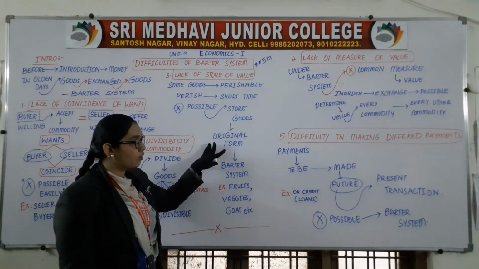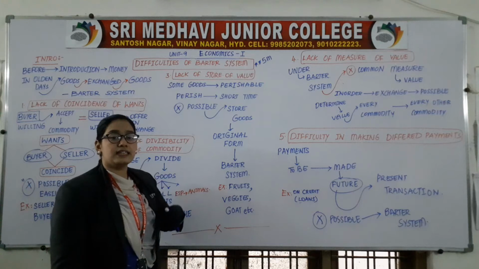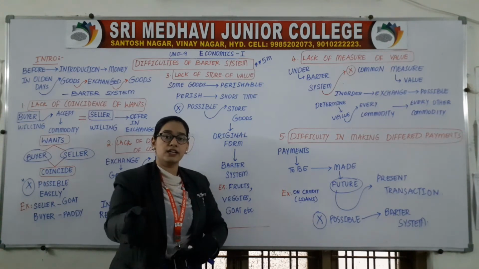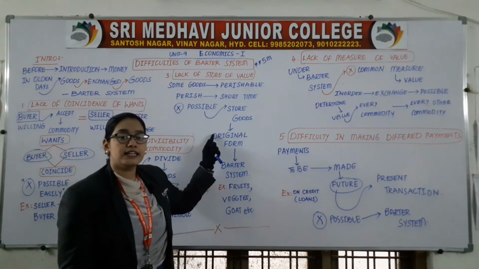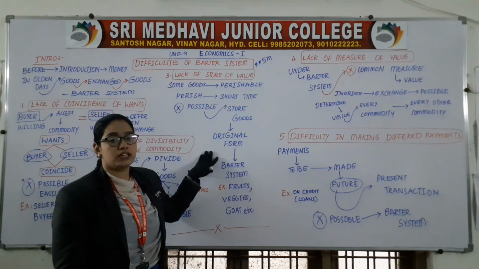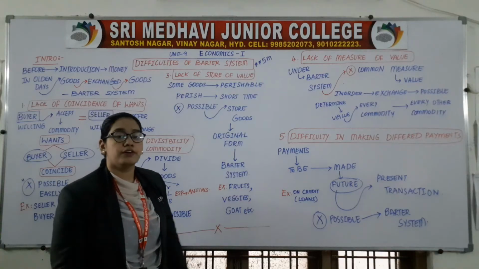That means you cannot store the goods in the original form. After 10 years, the goat may not be surviving, it may die. So is it there in the original form? No. So what is the third difficulty of barter system? That you cannot store the goods for a long period of time, that is lack of store of value.